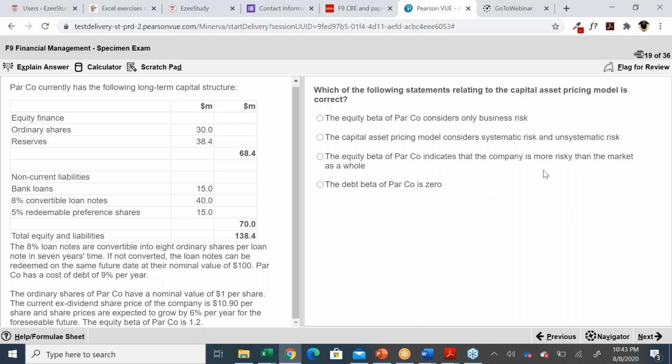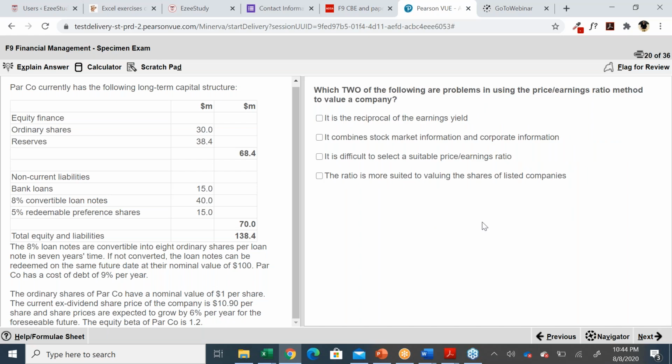Okay, again, that's something that you can do easily at home. Just a repetition of the knowledge. Which two of the following are problems in using PE ratio? Yeah, that's an important question. That may be repeated. So just read this and tell me what are the two problems with PE ratio. We discussed it.